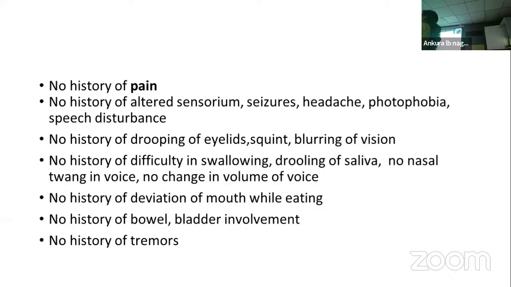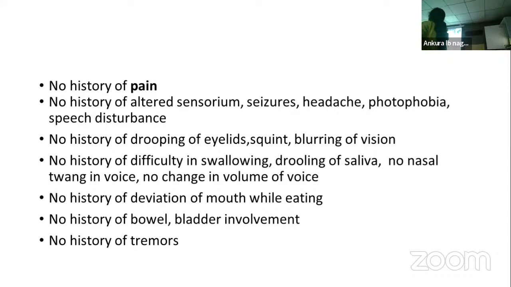An infection. Myositis, it can be there. Pins and needles or pain will be there in which condition? Nerves, you can have it in GBS also. Now, no history of altered sensorium, seizure, headache, photophobia, and speech disturbance. Why did she tell about that? She's trying to say that this is not a CNS problem.